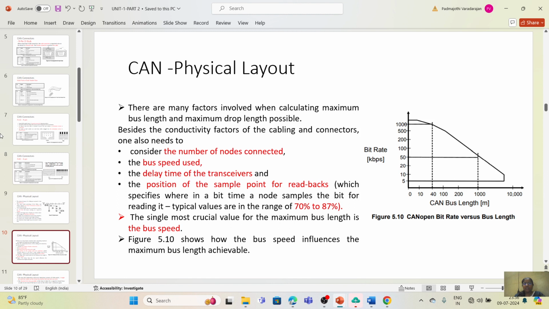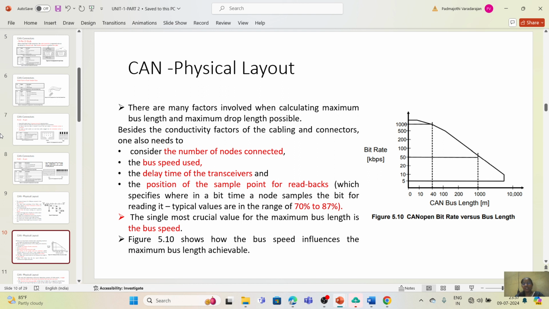What are all the factors affecting the CAN bus length and the bit rate? The first factor is the number of nodes connected. The second one is bus speed. The third one is the delay time of the transceiver. The fourth one is the position of the sample point for the readbacks. The most crucial value for the maximum bus length is the bus speed. If the bus speed is more, the bus length will be less. This figure shows how the bus speed influences the maximum bus length achievable.